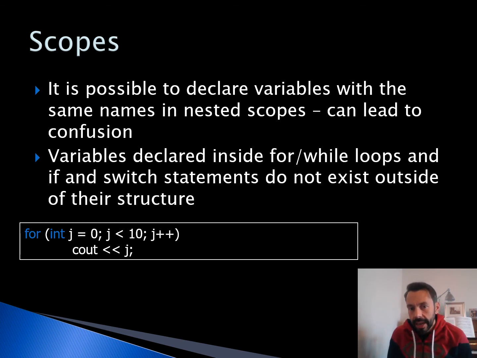Variables declared inside for, while, if and switch statements do not exist outside of the structure, so they are local. Okay, here's another example in C++. The bad thing that we've done here is we've got an integer j, but you're also outputting j as well, and that's fair enough. But be careful about giving these things meaningful names to make sure that you know exactly what's happening. Otherwise, you'll lose track.